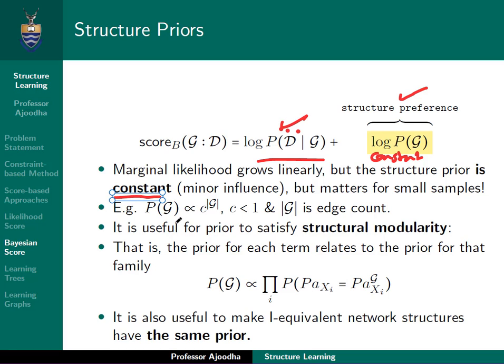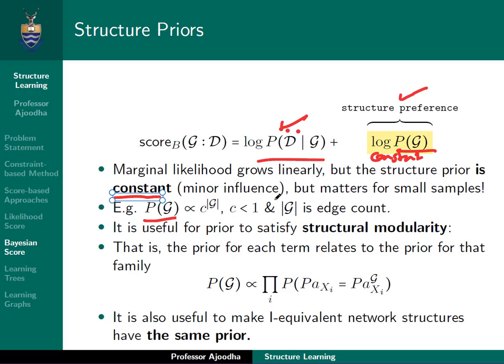Okay, so what kind of things can you choose for this? You can have some kind of value for the number of edges. So for example here, in this particular prior, you have the probability of G, which is this part here, and C is a small value which is less than 1, which means that as you increase the exponent of C, you get closer and closer to 0.